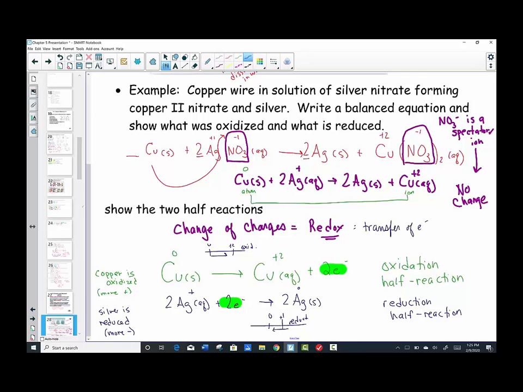Copper lost 2 electrons and silver gained those electrons in a redox reaction. Now, one more vocabulary word. If copper is oxidized, and it is, it forced silver to be reduced. So it is called the reducing agent. Silver was reduced, and it was, but it forced copper to be oxidized. So it's called the oxidizing agent.